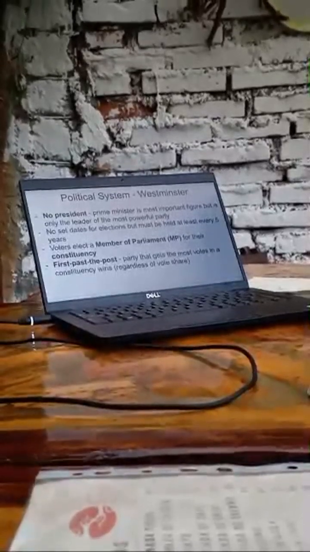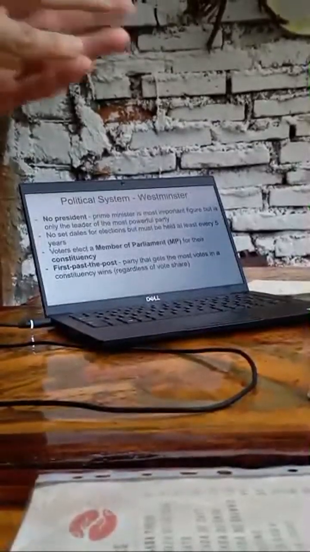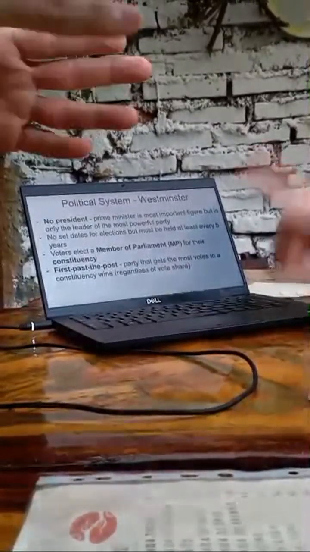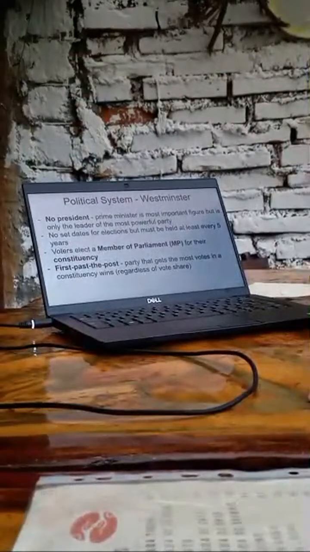What's the name in English? Israel is. Yeah. But they have a president as well. Yeah, they have a president and a prime minister. I don't know why.